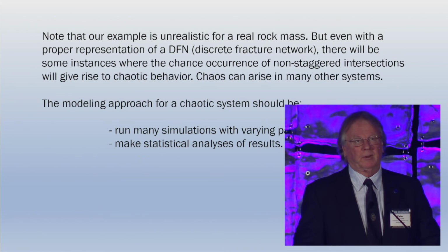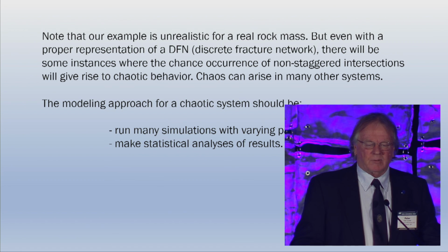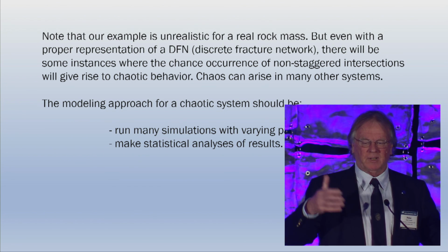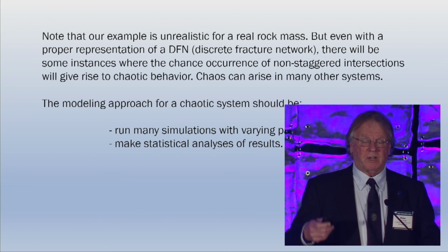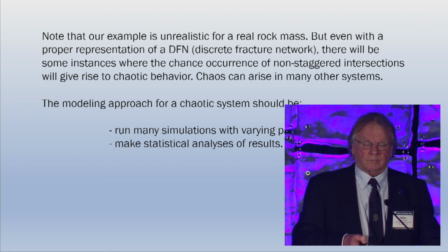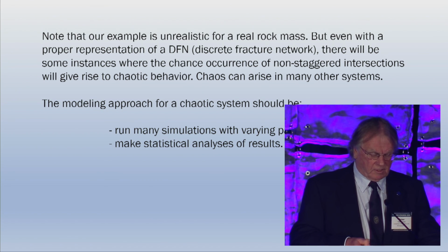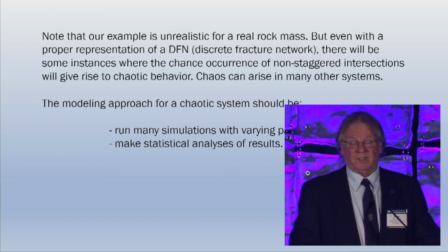So you might say, oh, this is unrealistic for a real rock mass because we don't have all these through-going joints. But if you make up a proper model with a DFN, discrete fracture network, with staggered joints and all the rest of it, there will be some instances where you get chance occurrence of non-staggered intersections. And this will give rise to chaotic behavior in the sense that you make a very small change and it affects the results dramatically. And it can arise in many other systems, not just rock.